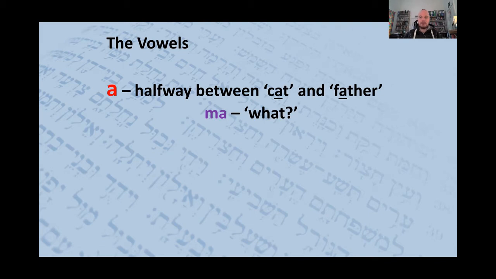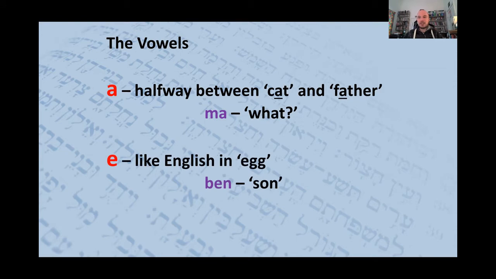So ma. The next one is this one, and that's a bit easier, just pronounced like the e in English, egg. So a word you may have come across before in the Bible. The first bit of Benjamin is Ben, meaning son. So Ben is how you pronounce that word.